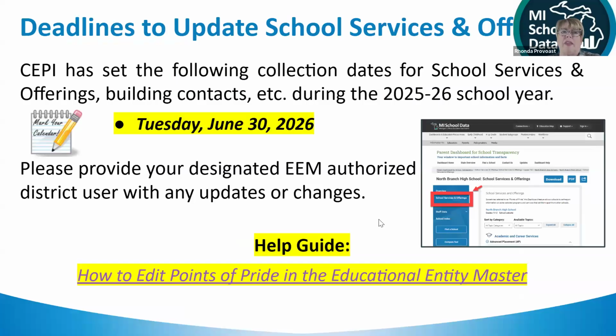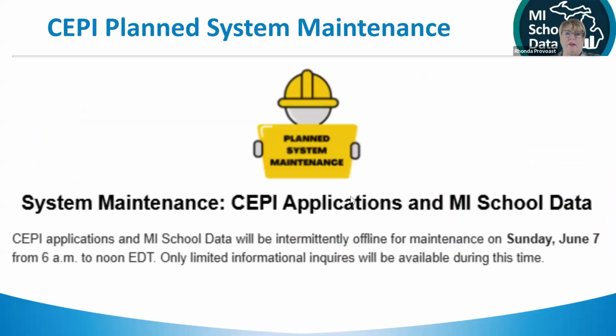Cheryl also wanted me to mention that there is the deadline to update the school servicings and offerings. That is Tuesday, June 30th. And the changes will need to be made by then. And as she reported, I believe in the last session, regarding the timing of when those are actually updated to the website, it goes through a process. So it's not the next day that they magically appear in MISchoolData. It goes through their process. So if you have any questions, there's a help guide here, and Christy's going to talk a little more about the points of pride when she gets into her section. So just a reminder on that.